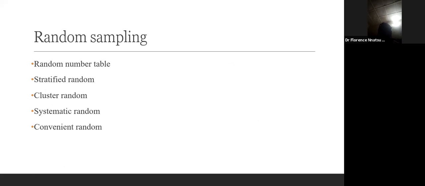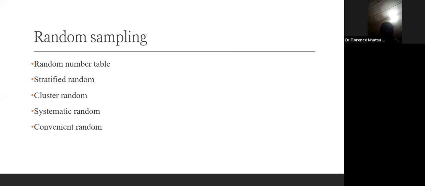Random sampling can be random numbers in tables, stratified random, clustered random, systematic random, or convenient random. I can explain that of random sampling. When you are talking about random sampling, you just take randomly, in a particular setting.